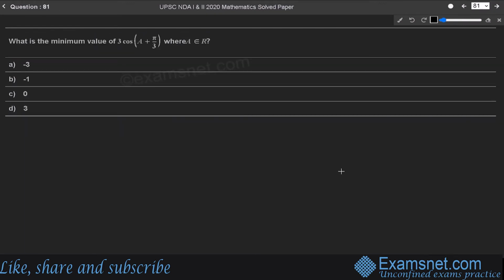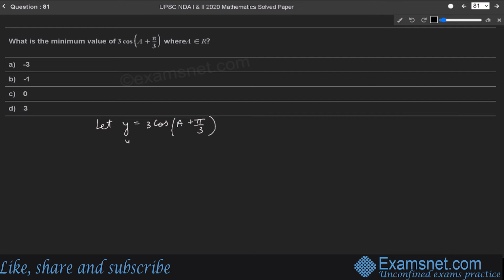Next question is, what is the minimum value of 3 cos(a + pi/3) where a belongs to R? It is a very simple question. This is a question from the trigonometry part. Let y = 3 cos(a + pi/3). We have to find the minimum value for this.